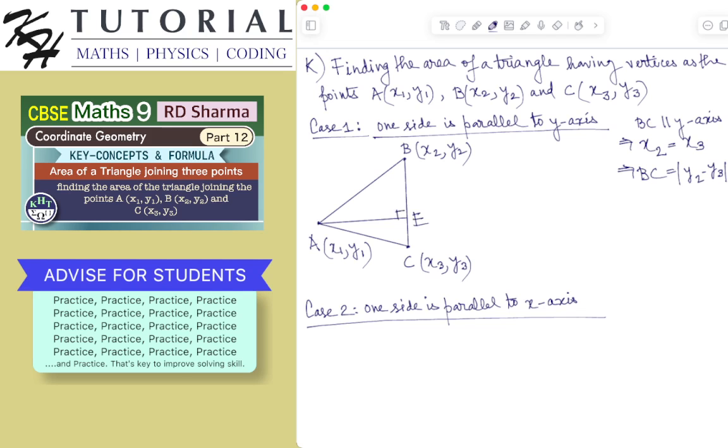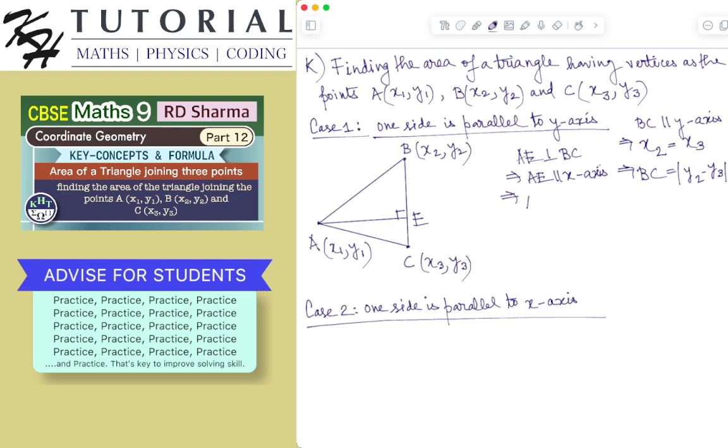Remember that BC is parallel to the y-axis and AE is drawn perpendicular to BC. This will imply that AE is obviously parallel to the x-axis. Since BC is parallel to the y-axis, and the x-axis and y-axis are perpendicular to each other, and AE is perpendicular to BC, obviously AE will be parallel to the x-axis. So I can easily find the length of the perpendicular AE.